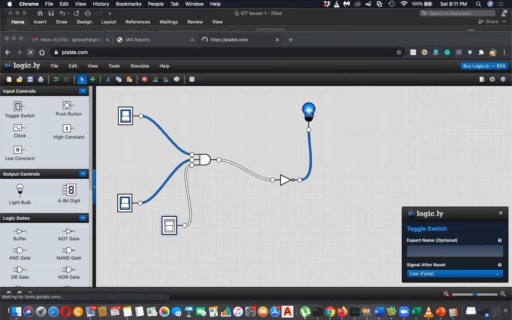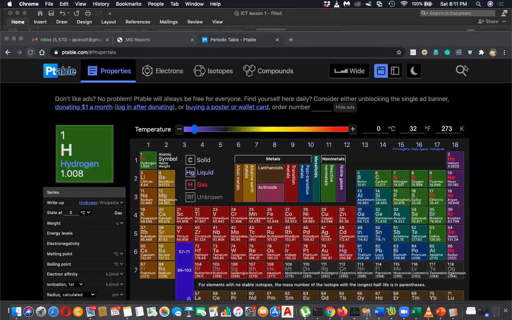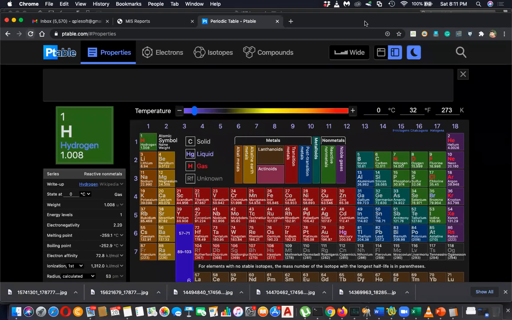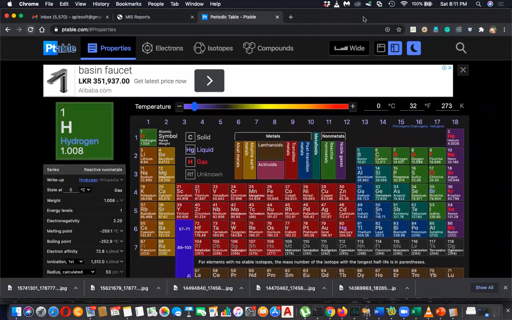Go to ptable.com. And this is an interactive periodic table. If you are learning science, you can use it. You are not learning science now, I know that.